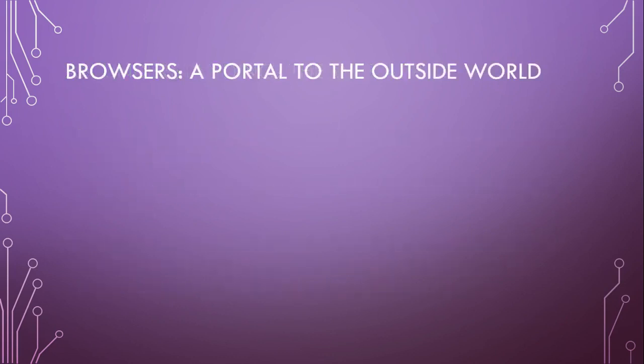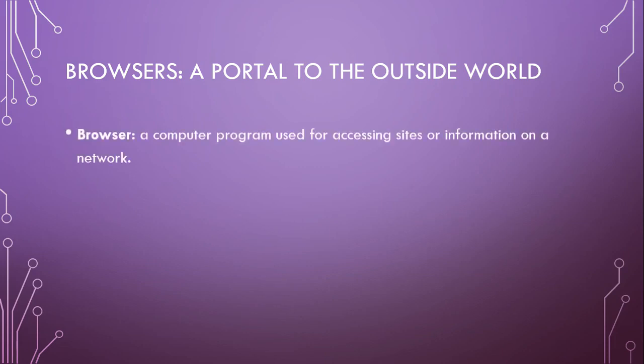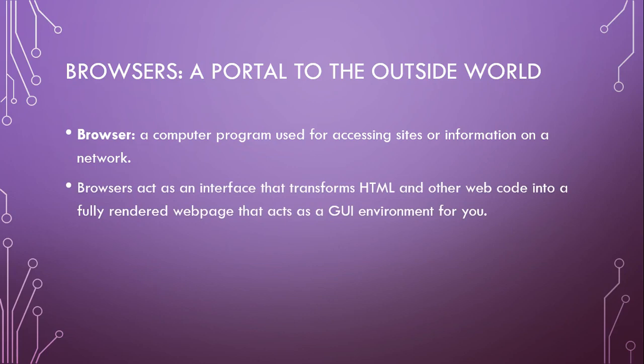And how this is accomplished is through browsers. Browsers are our portal to the outside world. These are computer programs used for accessing sites or information on a network. Famous examples of these are things like Chrome and Firefox, probably some of the most popular ones today. Browsers act as an interface that transforms your HTML and other web code such as CSS, JavaScript, etc. into fully rendered web pages that act as a GUI environment for you. And when I say GUI, that means graphical user interface.